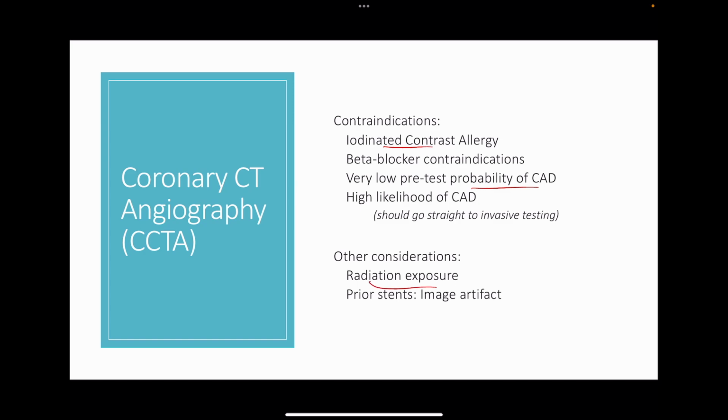Radiation exposure, again, this is a CT scan. Are they getting a lot of CTs? You may want to back off on all this imaging with all this radiation. And any prior stents that can cause image artifact. So if they have a stent already, don't do a CTA.